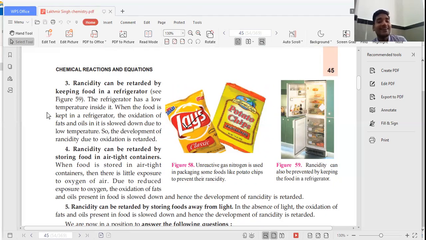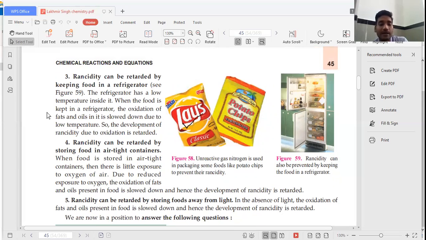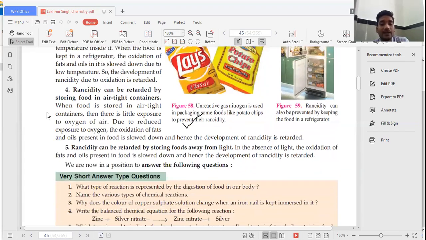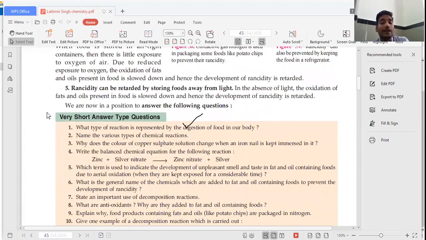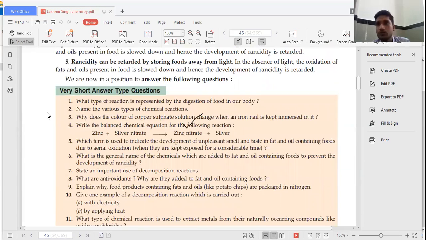Rancidity can be retarded by keeping food in a refrigerator. Why? Because at lower temperature the process of oxidation slows down. Rancidity can be retarded by storing the food in airtight containers, right? If you keep it in an airtight container, the atmospheric air will not be able to reach there. Rancidity can be retarded by storing food away from light, because if food gets neither light nor air, its rancidity can be prevented.